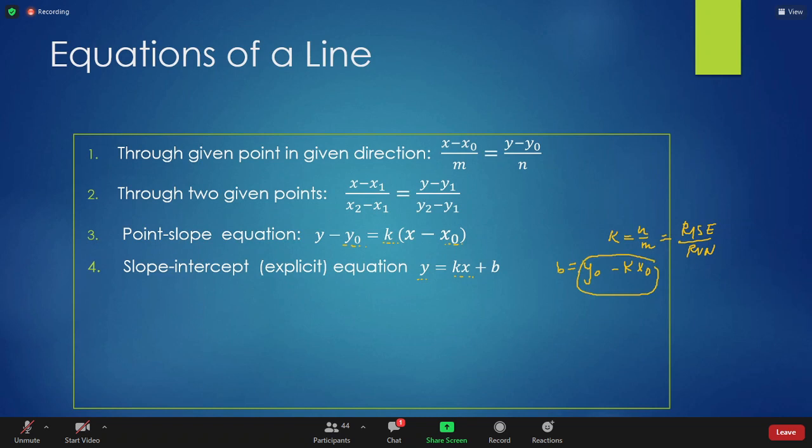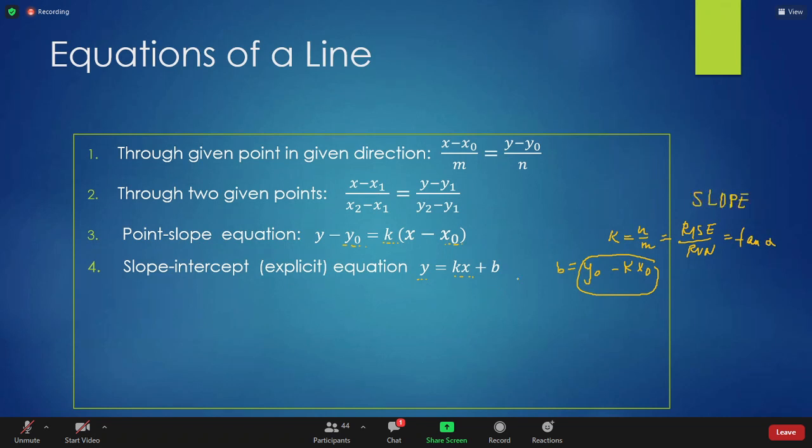Then we get the explicit equation, the one that you consider in most cases at school, in school calculus, for example: the classical equation of a line in the slope-intercept form. So k is the slope. It's also the tangent of that angle, and it's called the slope. And b is the y-intercept.